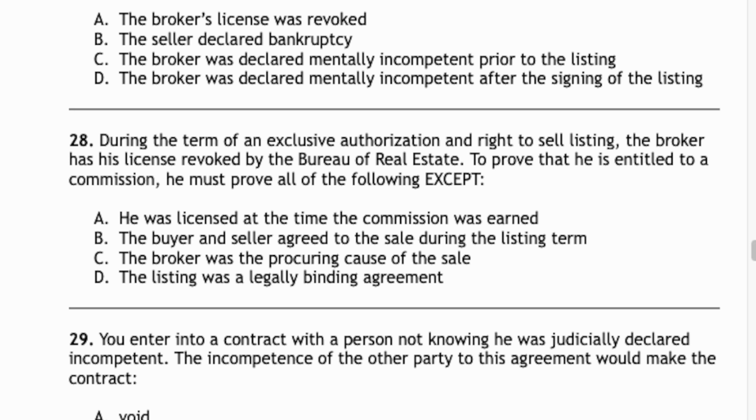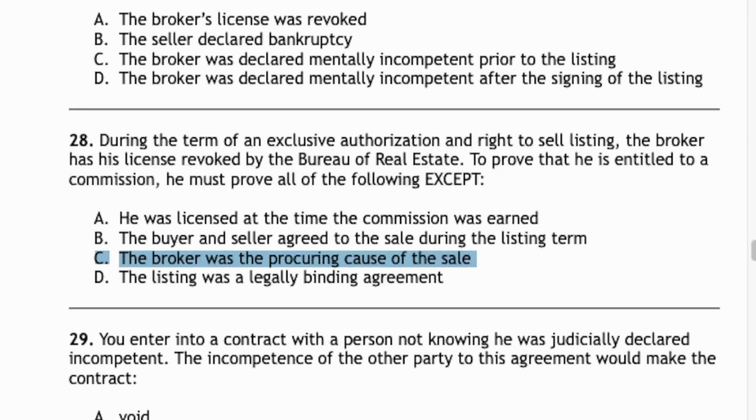Here we go. Which of the following must he prove, all the following except? The answer is, believe it or not, I got this one wrong. C, the broker was the procuring cause of the sale. Here's another question that provides lots of irrelevant information. Under an exclusive authorization and right to sell listing, the broker is entitled to a commission regardless of who sells the property.